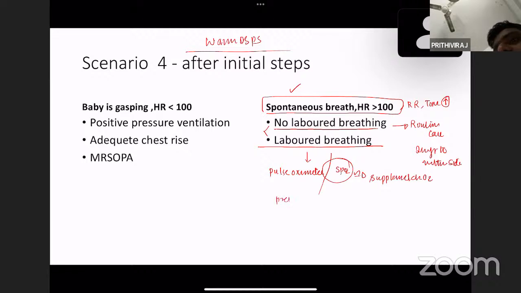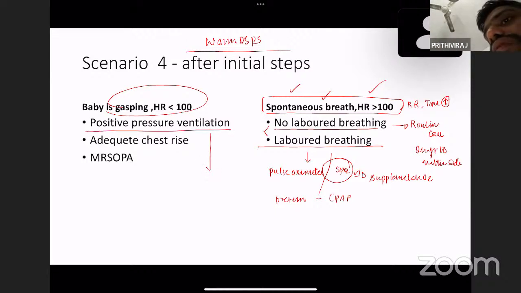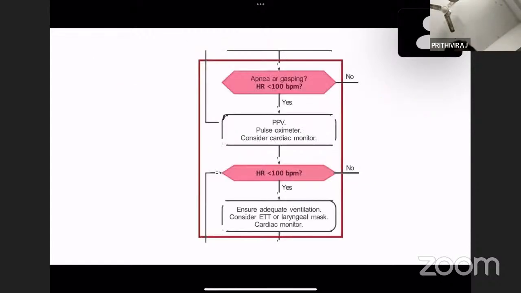Many preterm babies have spontaneous breathing and a heart rate of more than 100, but they have labored breathing; go for CPAP. If the baby is gasping, after the initial steps the baby is still gasping, or the heart rate is less than 100, go for positive pressure ventilation with the help of a self-inflating bag. Now, this is the thing which I said: if apnea or gasping, heart rate less than 100 beats, then go for positive pressure ventilation. That is where the self-inflating bag is used.